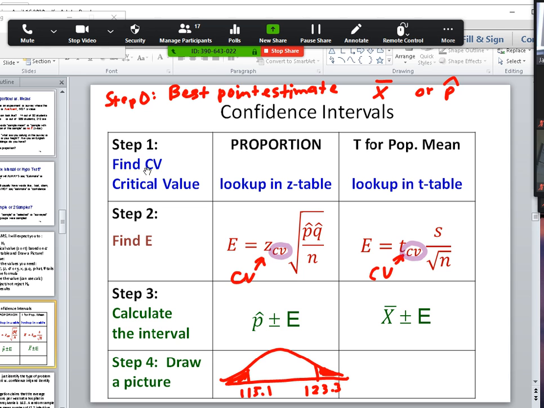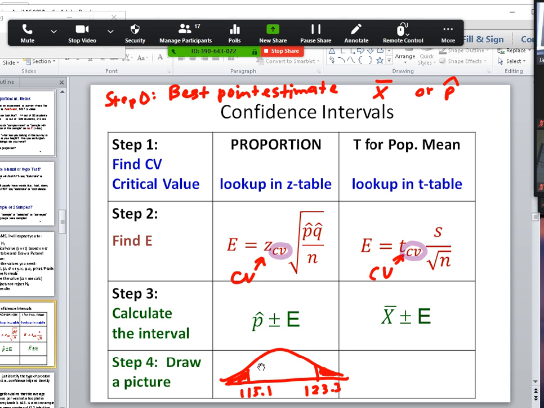So find that first, and then find your critical value, looking up on the t-table if it's a mean, or the z-table if it's a proportion. Remember, easy peasy: proportion z, mean Mr. T, means go T for the t-table. And then find your margin of error, E. This critical value is really the key part you pay attention to. For a proportion, it's the critical value times the square root of p-hat q-hat over n, or if it's a mean, your critical value times s over square root of n. This just says whether it's a z-score or a t-score. All right, then calculate your interval: for a proportion, p-hat plus or minus E, or for a mean, x-bar plus or minus E, and then draw a picture.